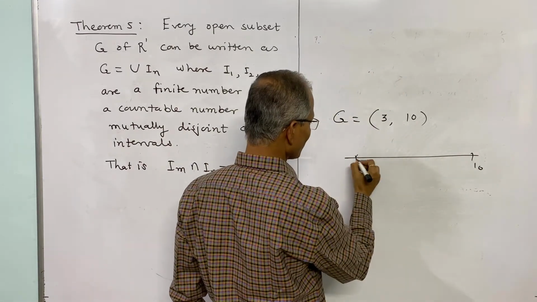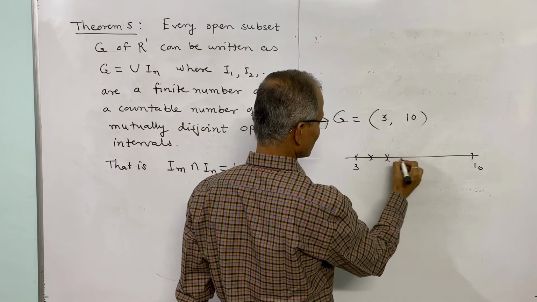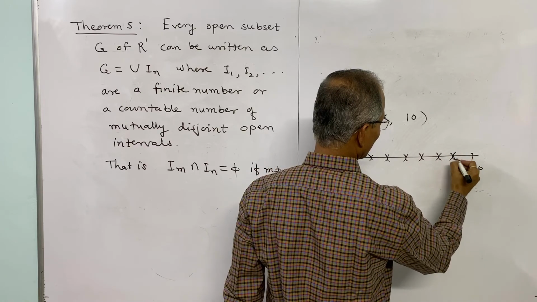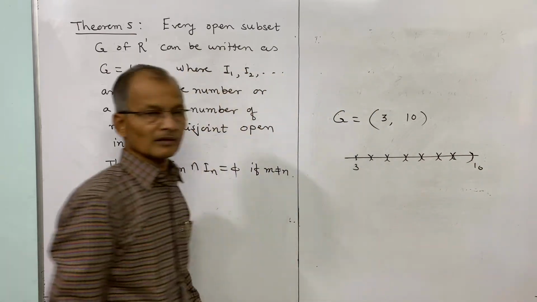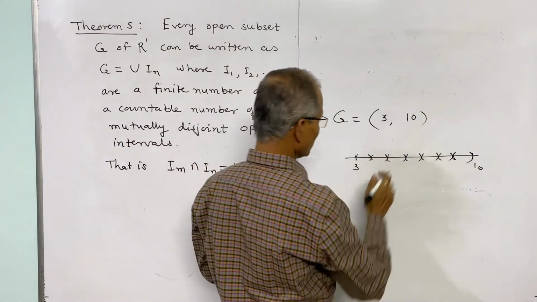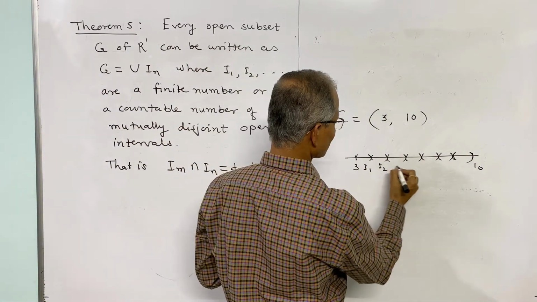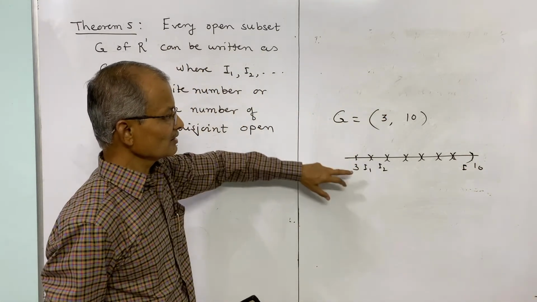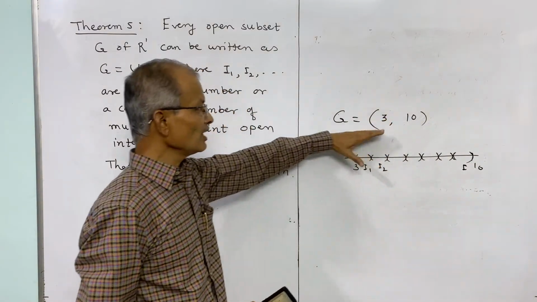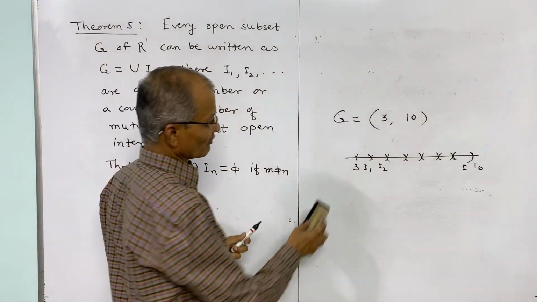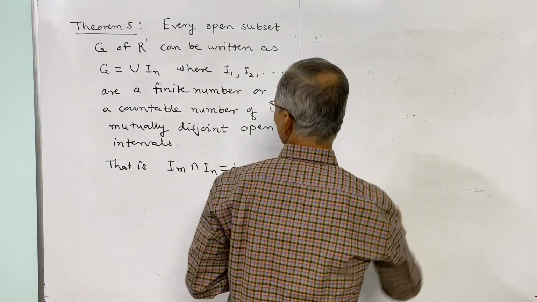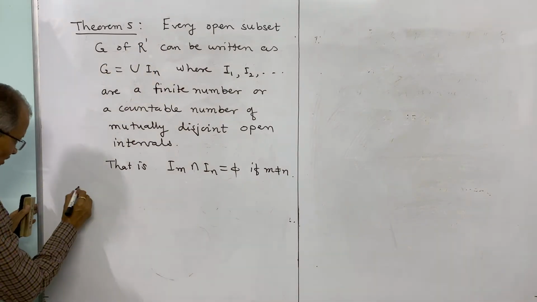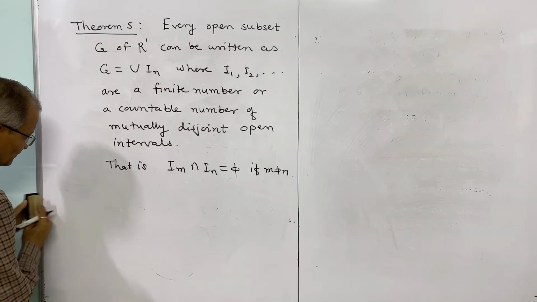Now this can be covered by other disjoint intervals, whose union will make up the interval 3 to 10. So this may be taken as I1, I2, and so on, whatever it may be. Therefore G is taken as a union of open intervals. That is to be proved. Now we have to prove this. Let G be an open subset of R1, and write the solution or proof for the theorem.